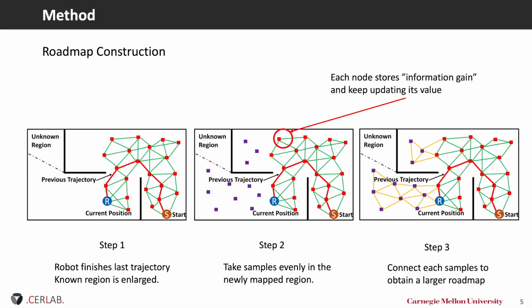Note that each node will store information gain as an attribute and keep it updated during the whole exploration process. There are different methods to evaluate information gain, and here we choose the number of unknown voxels in our sensor's field of view as an example. Finally, in step 3, our algorithm will connect each node to incrementally build a roadmap and store it for further planning usage.